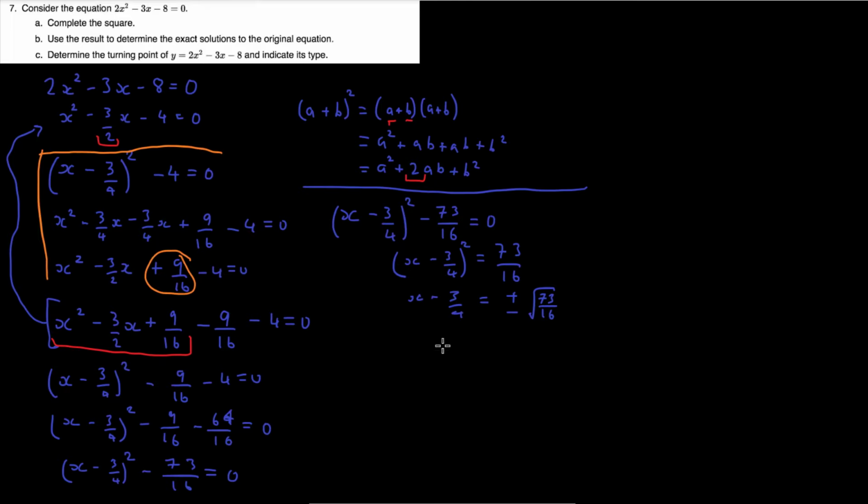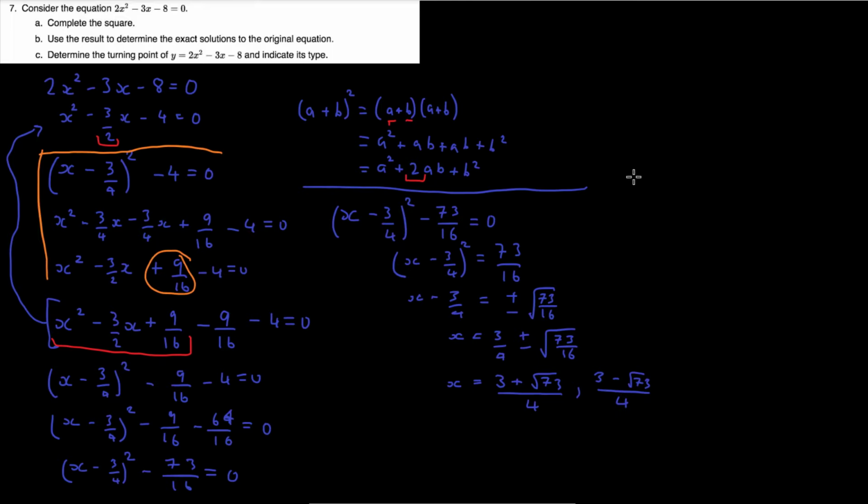Now we're almost done. Our x is almost on its own. Let's keep going. x equals 3/4, we're adding 3/4 to get rid of that negative 3/4, plus or minus the square root of 73/16. I just realized that the 16 on the bottom, we can simplify that a little bit and then simplify our answers. So x will equal (3 plus the square root of 73) all over 4, and our other solution would be (3 minus the square root of 73) all over 4.